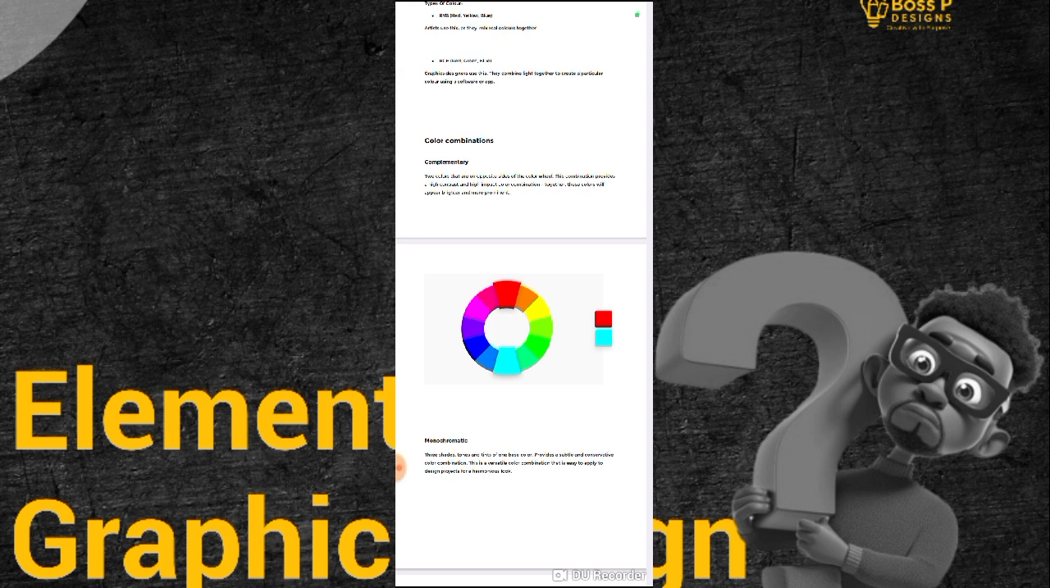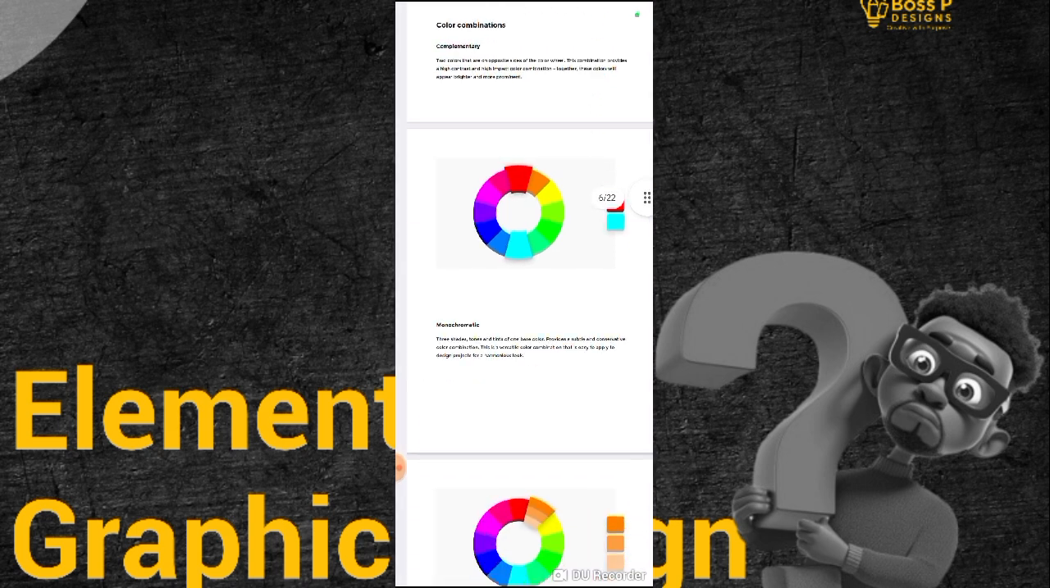So if you use this red and light blue together, it means that it goes well together. Do you understand? So that's what they are trying to say.